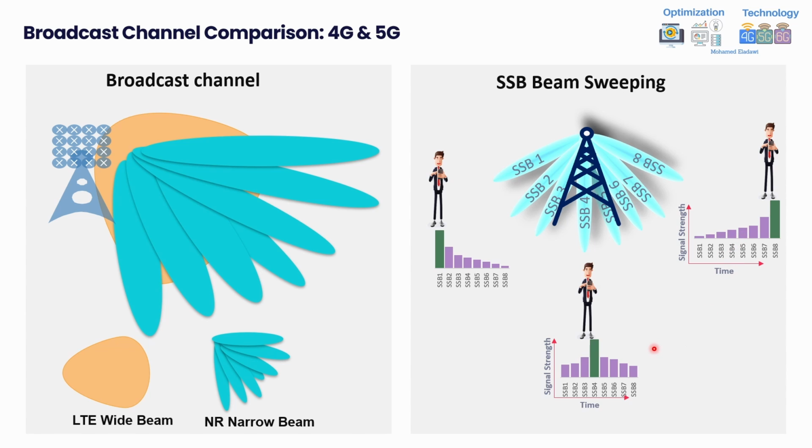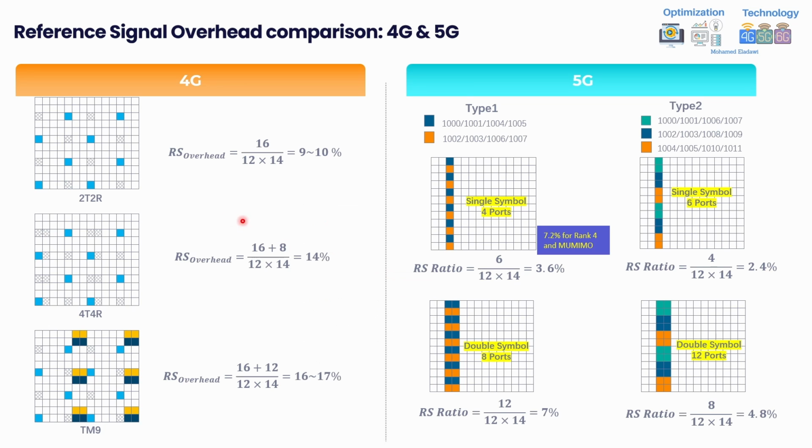So this one can actually improve the coverage and the quality in 5G. This is also one of the main differences between the broadcast channel in 4G and 5G. Let's move next. Now let's cover the part related to the reference signal differences between 4G and 5G.